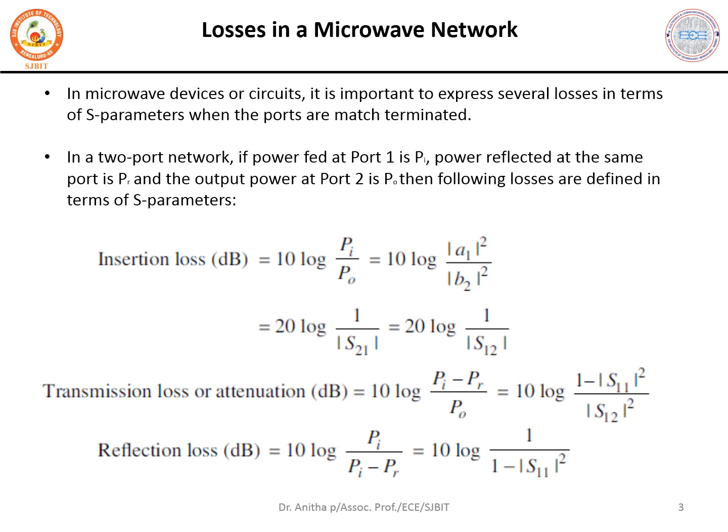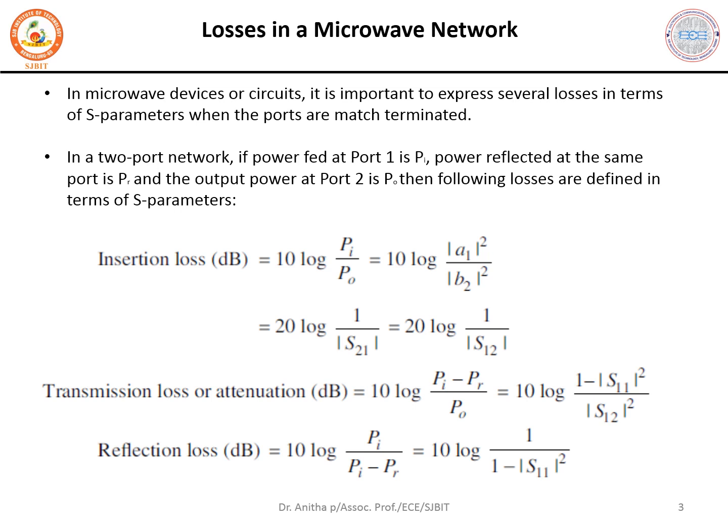In the same two-port network, B2 is the one which is outgoing at port 2. That wave function will appear as power output in the load. So half into B2 square gives you P0. The half will get cancelled, leaving 10 log A1 square by B2 square. If you divide the numerator and denominator by A1, you get numerator as 1 and denominator as B2 by A1. So B2 by A1 is nothing but S21.